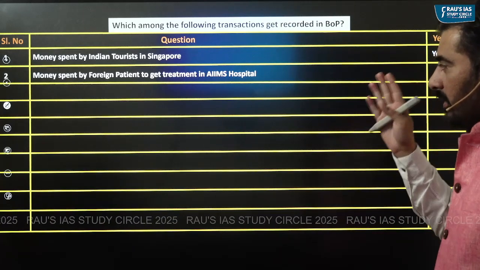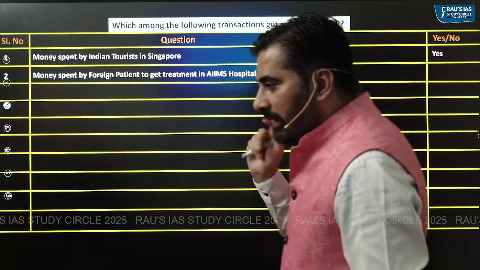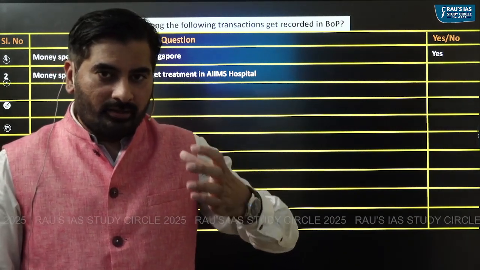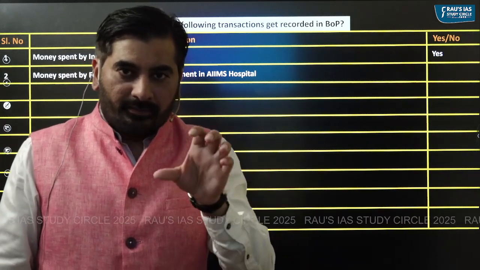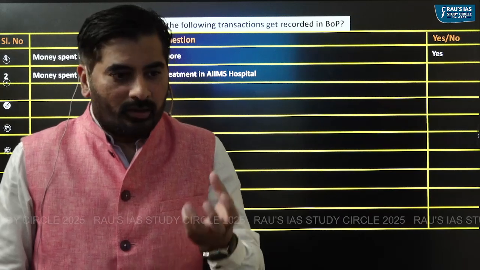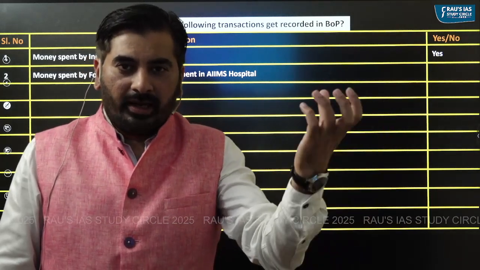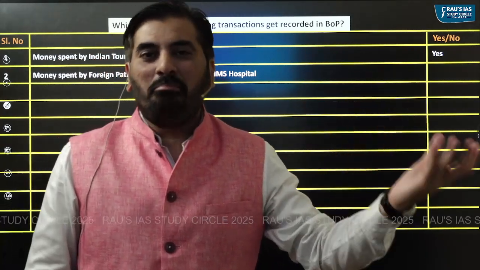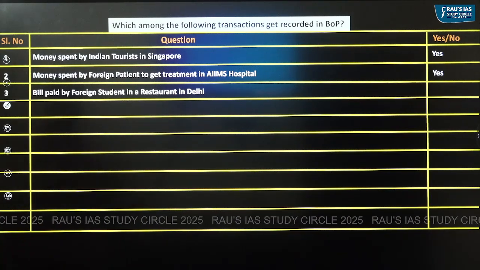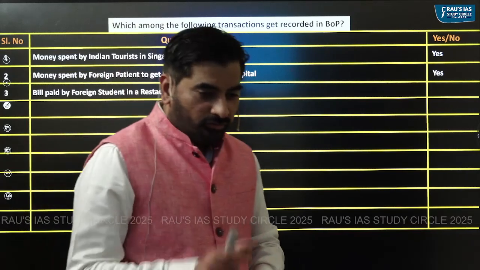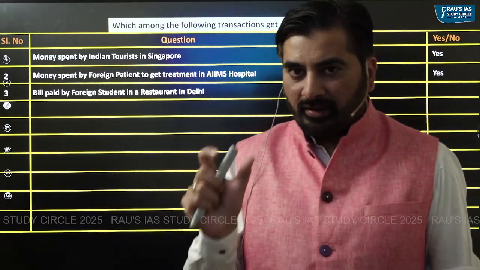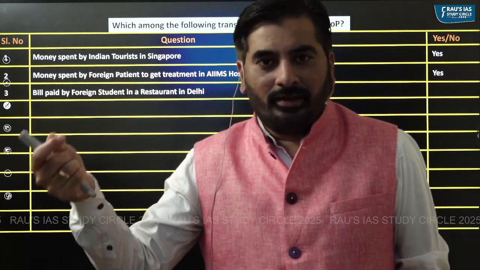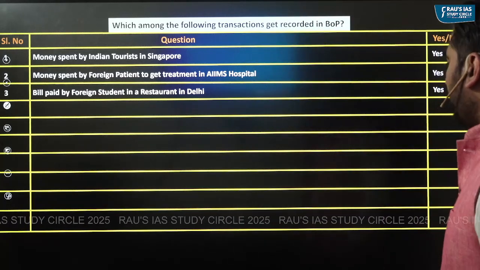It will be accounted. Money spent by a foreign patient to get treatment in AIIMS hospital. Remember I told you, if a foreign patient comes into India to get treatment, and that treatment might be even for long term, that foreign patient will always be considered as non-resident. So this non-resident is making payment to a hospital, AIIMS hospital in Delhi. Because we are receiving payment, it will be considered as export. Export of what? Export of medical services. Bill paid by foreign student in a restaurant in Delhi. Foreign student, even if he is in India for long term, we will still consider the foreign student to be an Indian resident. And if he is paying a bill to a restaurant in Delhi, that restaurant is an Indian resident company. So it should be accounted under BOP.